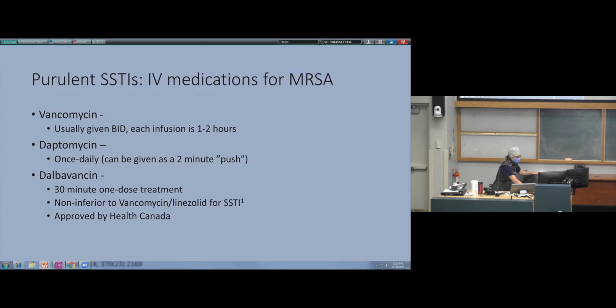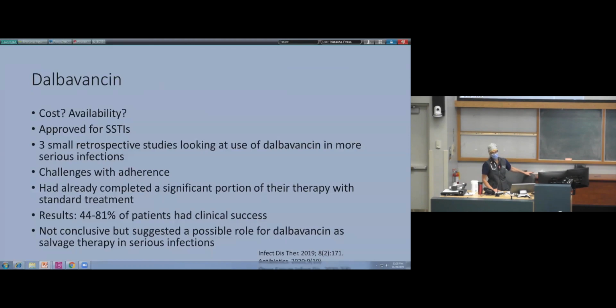There's a couple of things that we don't know. We don't know what the cost is going to be. And we don't really know what the availability is going to be, whether there's going to be special authority criteria on it in terms of how it should be used. But I think it sounds like a very desirable drug, right? Like vancomycin that lasts a week. Oh my God, what could be better?